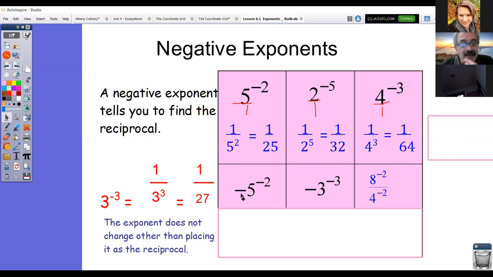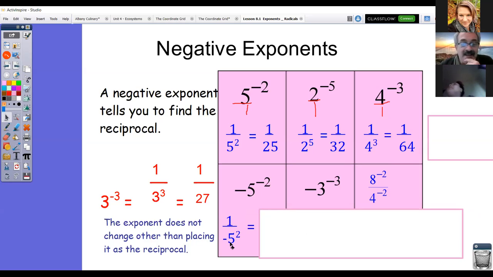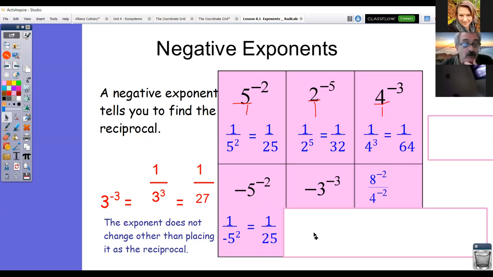All right, here you've got, and this gets a little confusing, negative 5 to the negative 2. Okay, so let's remember this is over 1, so I'm going to change it. The negative here does not change. So it's going to be 1 over negative 5 squared. So this would be negative 5 times negative 5. And you remember a negative times a negative is always going to be a positive. So that would be 1 over 25.